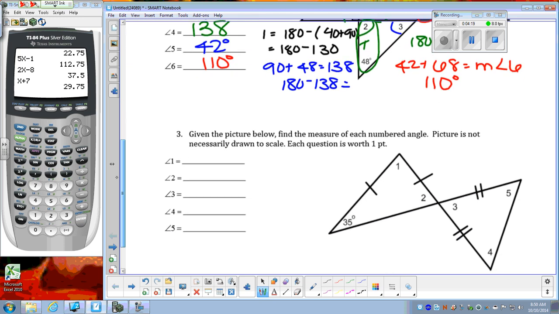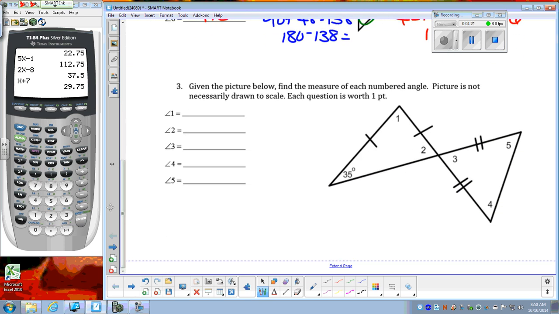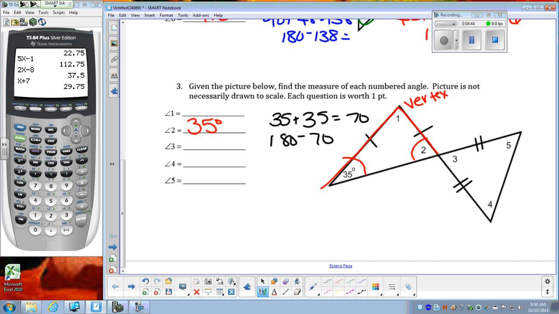Number 3, I have isosceles triangles. First of all, I know angle 1 is my vertex angle because it's made by my two congruent sides. So I know that the 35 and angle 2 are congruent, so angle 2 has to be 35 degrees. To figure out angle 1, 35 plus 35 is 70. 180 minus 70 gives us 110 degrees for angle 1.